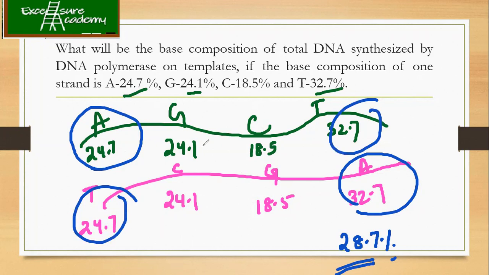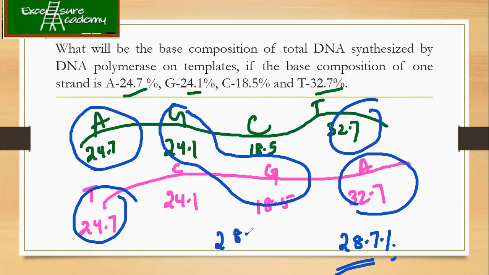Similarly, your T, since the values are same. Now when you go for G, these two you need to add up and divide by 2. So how much you're going to get? 28.7 percentage. Oh, sorry, you are going to get as 21.3 percentage. Okay, so this is how you're going to get, and it's very simple, guys.